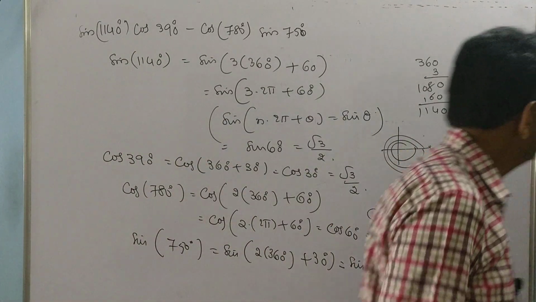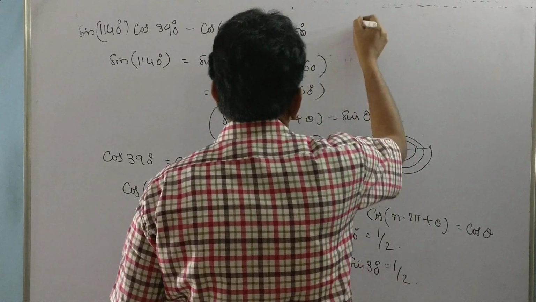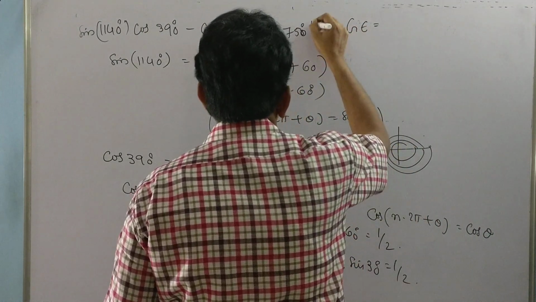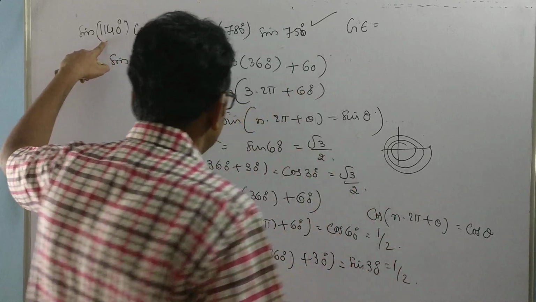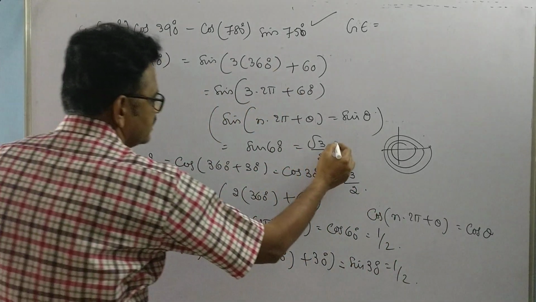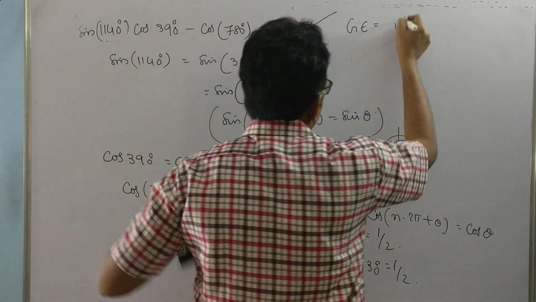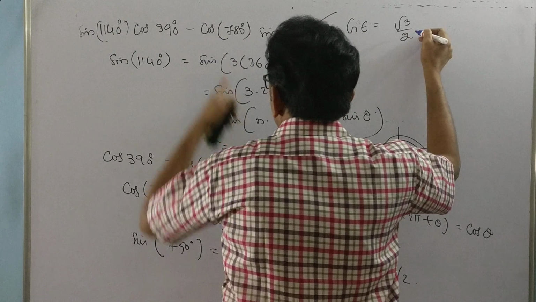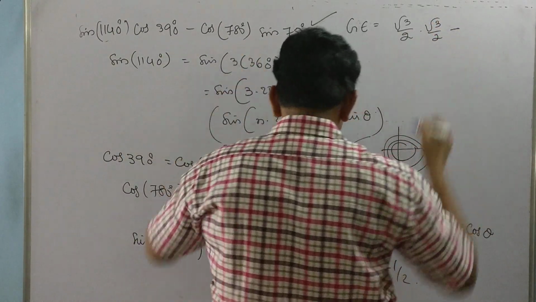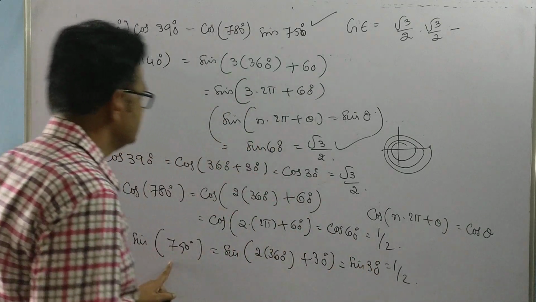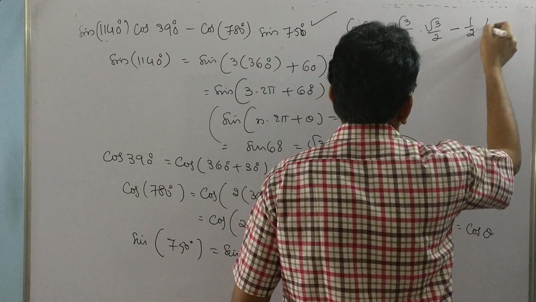Therefore the given expression, so this is the given expression, means this one. What about here? The first value equals this one. So this is root 3 by 2. This is also root 3 by 2 minus, and the value is 1 by 2. And the next value is also 1 by 2.